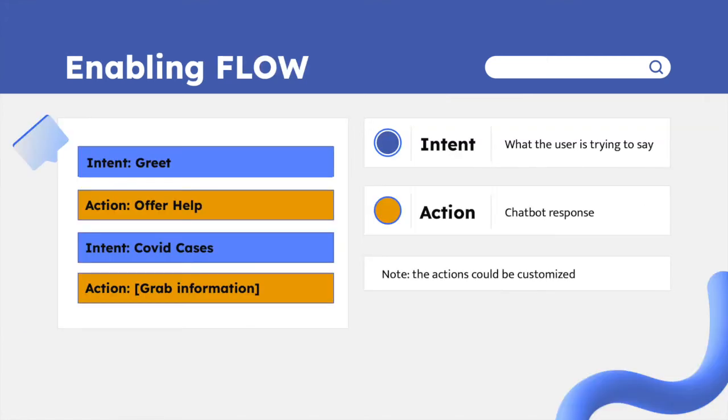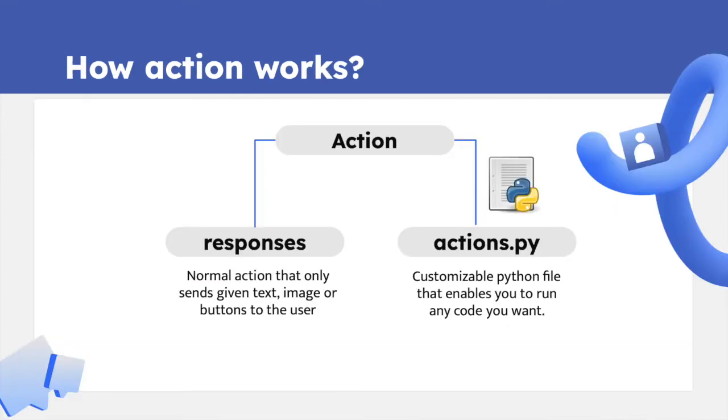In our chatbot, how we enable the flow of conversation is we first understand the intent the user is trying to say, and according to the intent, we give actions. These actions can be divided into two. First, the responses, which are normal actions that respond with text or images. Next is a Python file that lets us customize the things we're trying to do.